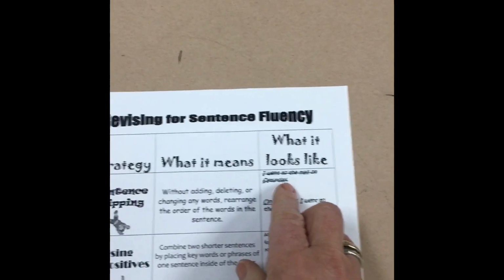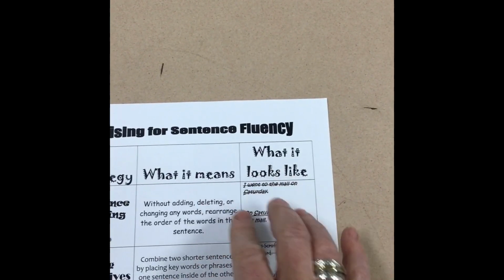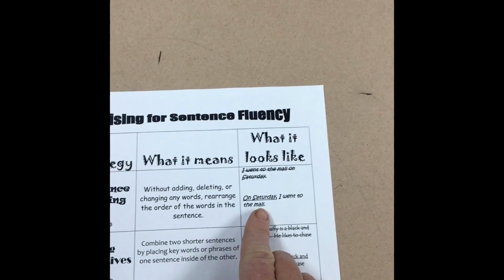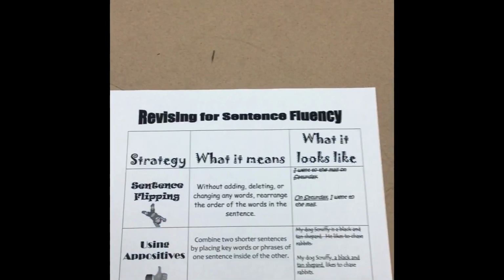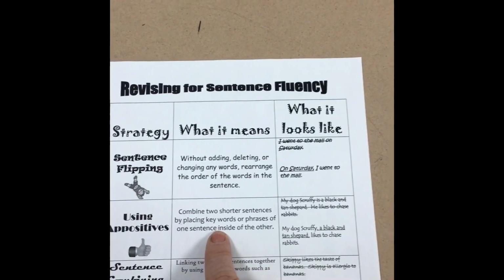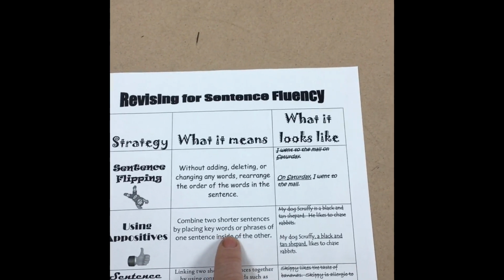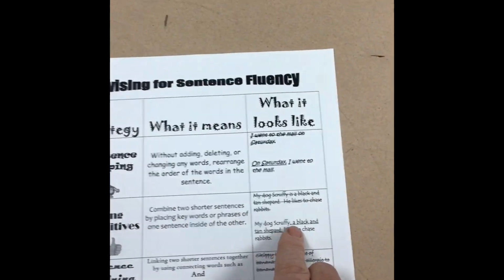You can take things from the ending and put them in the beginning. You can kind of take things from the middle and rearrange those. So as long as you use the exact same words and don't change anything, add anything, or delete anything, you are practicing sentence flipping. Appositives are a favorite of mine. Appositives are when you can add 2 shorter sentences together. You can get rid of some words, or you can just add a short little explanation.